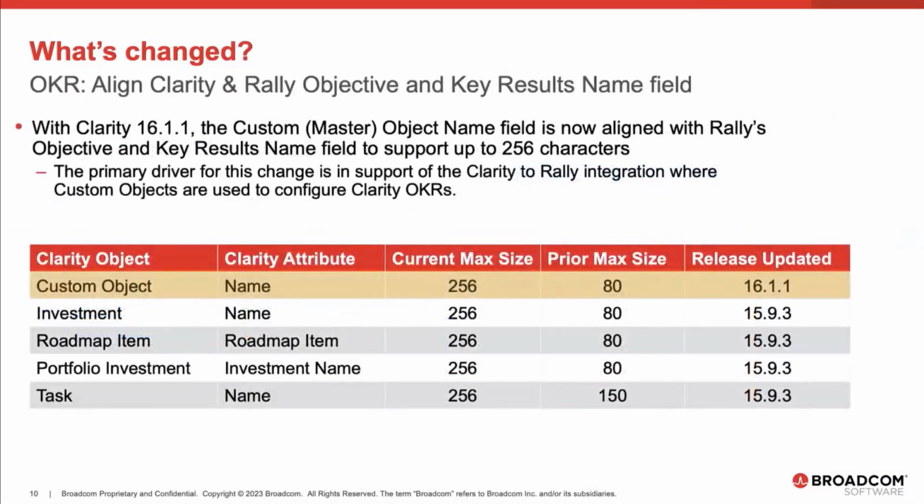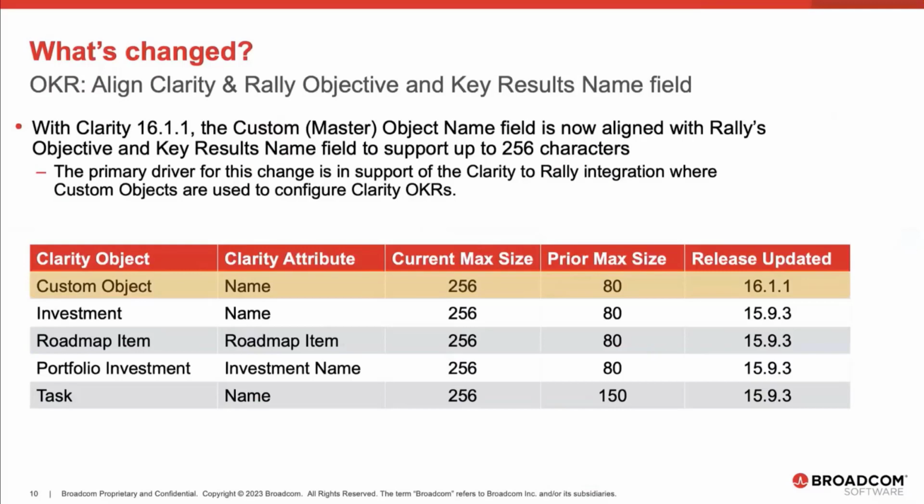Next, in a prior release, it's actually 15.9.3, Clarity was updated so that an investment name, whether it be project, idea, or custom investment, would support up to 256 characters, which matched that of the Rally portfolio item name. As part of the work in 15.9.3, we also updated a few other object names to support up to 256 characters, and you can use this slide as a historical reference.